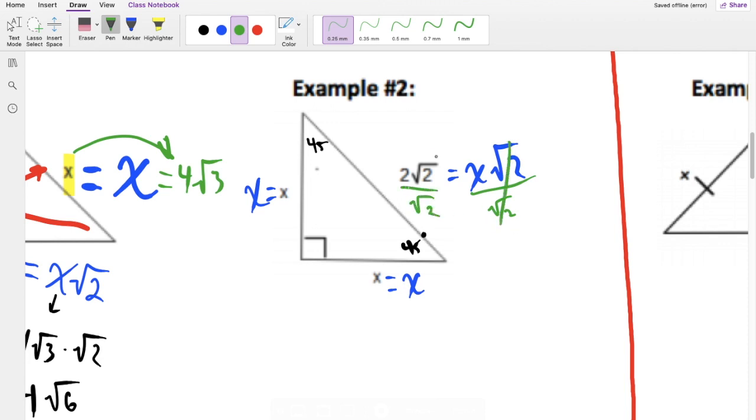That's going to cancel over there. And here, again, the square root of 2 divided by the square root of 2 is also going to cancel. That leaves me with x equaling 2. Then I can substitute this in for all of the other ones. So this equals 2, and over here, this also equals 2.